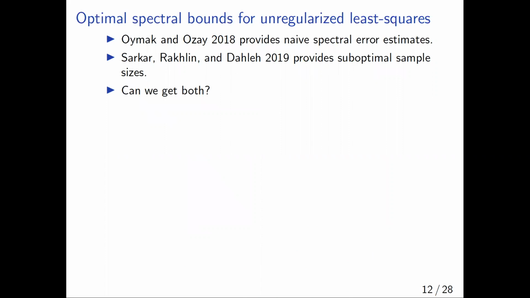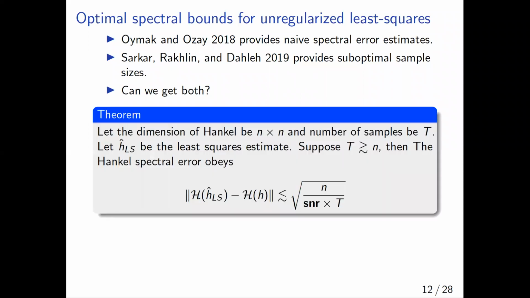We also have a result for a regularized least squares problem. So regularized least squares using only one trajectory, a single trajectory sample. This is a bit different from the previous setup. Here, there are two recent papers, one that provides a naive spectral error estimate, so their spectral error bound wasn't optimal, and one for least squares where the spectral error scales correctly, but not the sample size. And we ask whether we can get both. And here's a result we have for this.